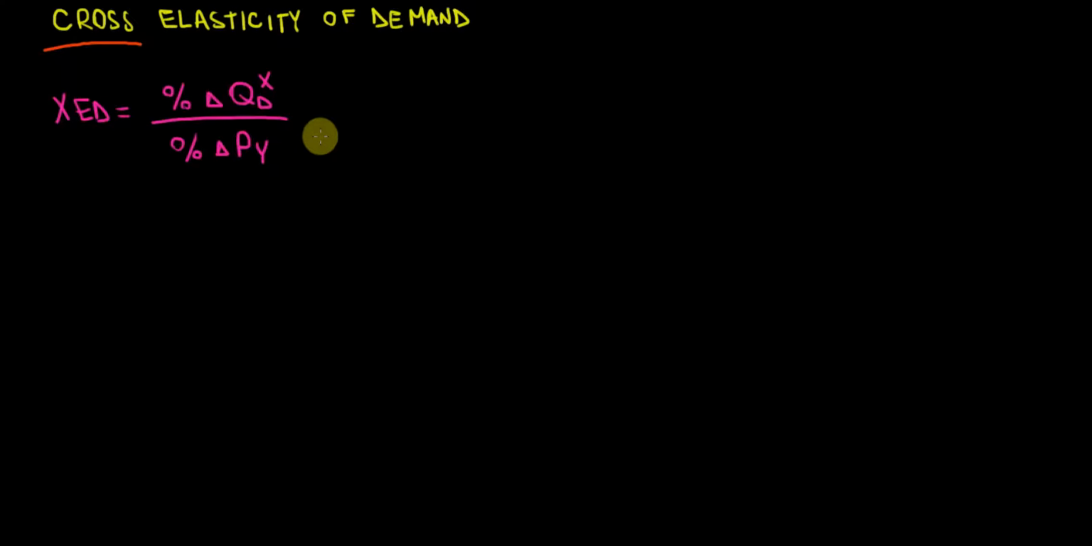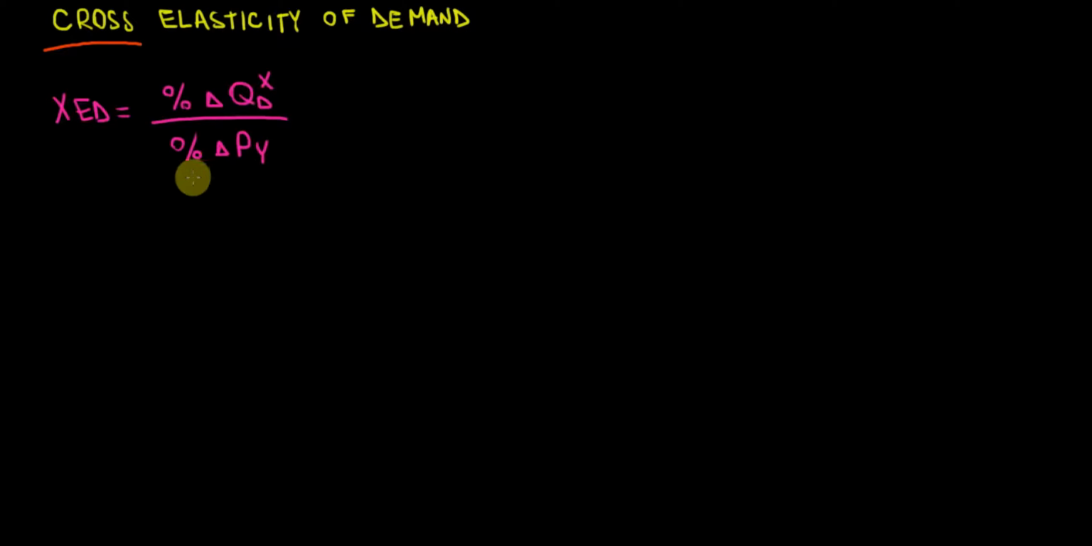Now, of course, in order to have a meaningful elasticity, the products have to be related somehow, and we know from microeconomics that products that are usually related are either substitutes or complements. If cross elasticity of demand is zero, that means the products are unrelated, such that the price of product Y has no effect on the quantity demanded of product X.